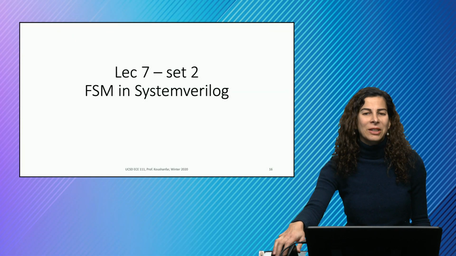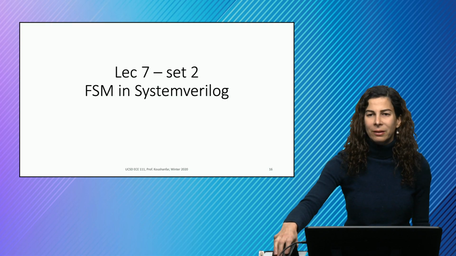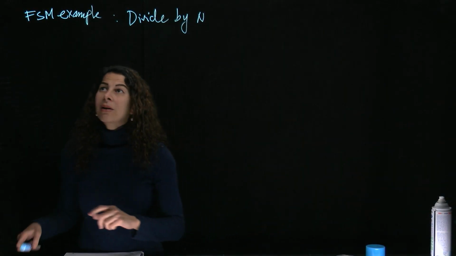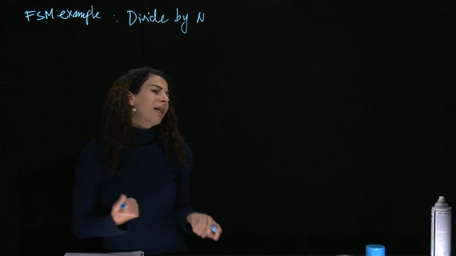EC 111, Lecture 7, Set 2: How to Design a Finite State Machine in SystemVerilog. Let's start with a simple example, how we divide. We do a circuit for divide by n.